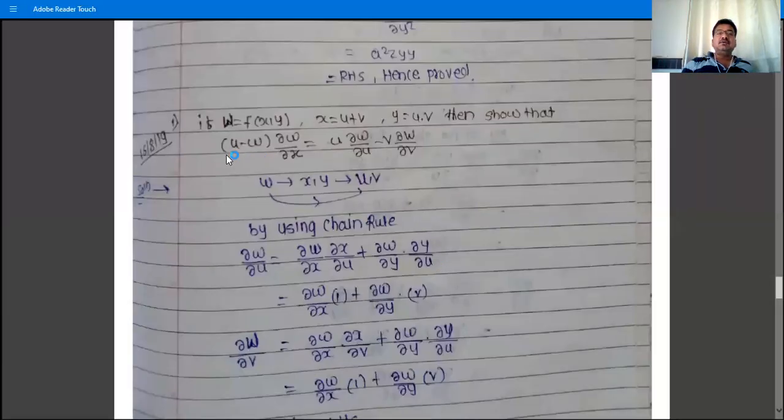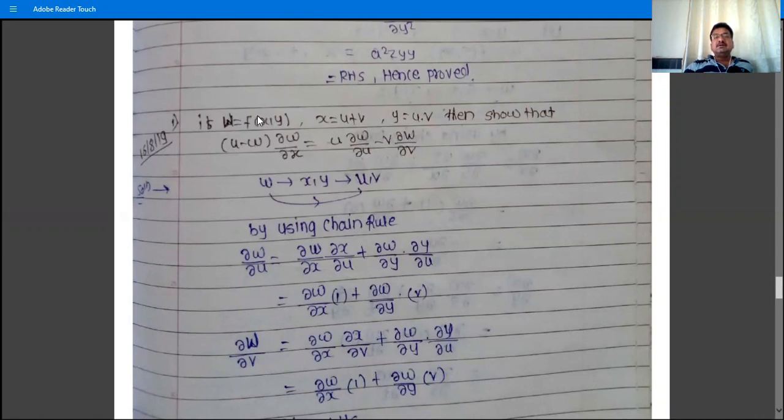Next example on chain rule. If w is equal to f of x, y, that is, w is a function of x and y, x is u plus v and y is u times v, then show that u minus w ∂w/∂x is equal to u ∂w/∂u minus v ∂w/∂u. So this is what we have to prove.